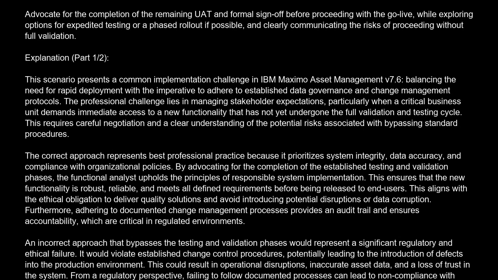The correct answer is C. Advocate for the completion of the remaining UAT and formal sign-off before proceeding with the go-live, while exploring options for expedited testing or a phased rollout if possible, and clearly communicating the risks of proceeding without full validation. Explanation. This scenario presents a common implementation challenge in IBM Maximo Asset Management V7.6. Balancing the need for rapid deployment with the imperative to adhere to established data governance and change management protocols.